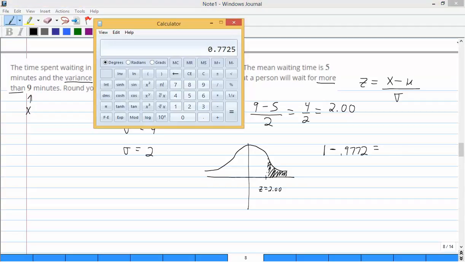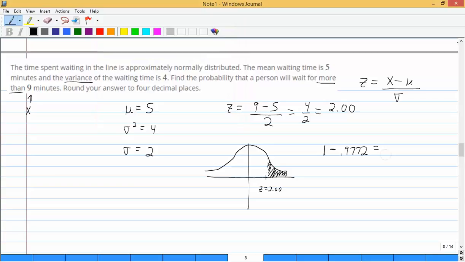Alright, so I have 1 minus 0.9772, 0.0228. Alright, and that's the answer rounded to 4 places. What does that answer actually mean? There's a 2.28% chance that if you went to this store that you would have to wait more than 9 minutes. That's a pretty small chance.